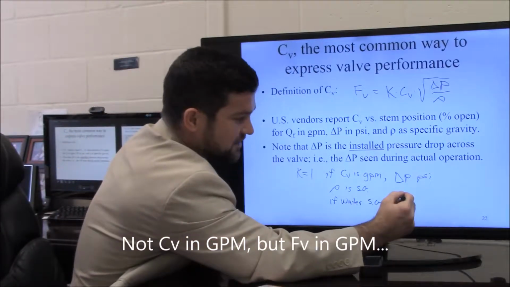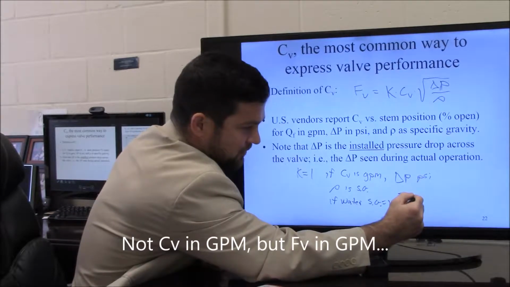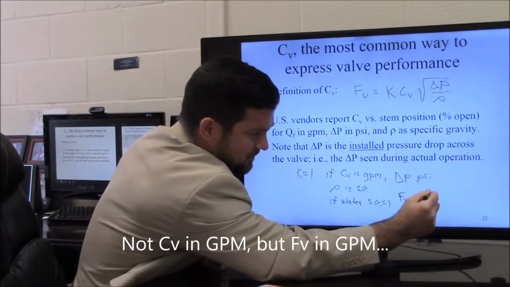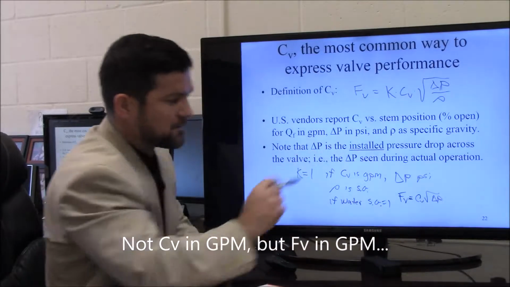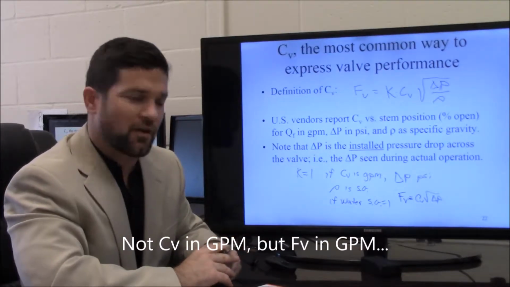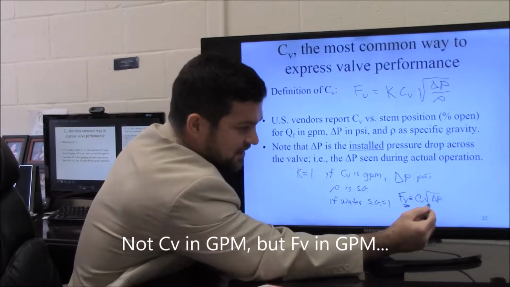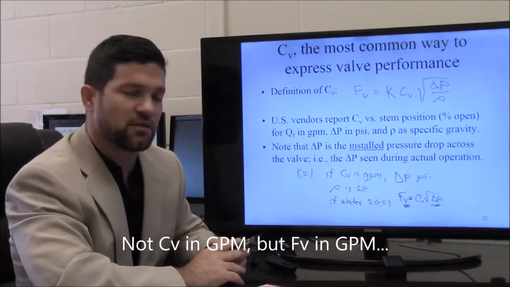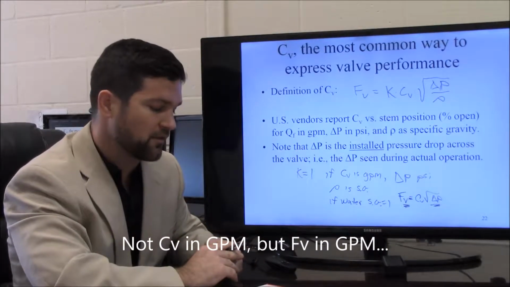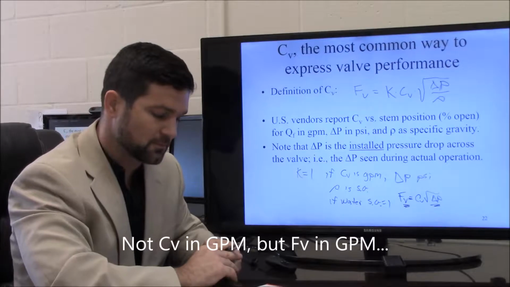Then this equation is going to simplify to F equals CV times square root of delta P. All right, and so now here it's very easy to see that CV is the relationship between the flow rate and the square root of the pressure in the system.